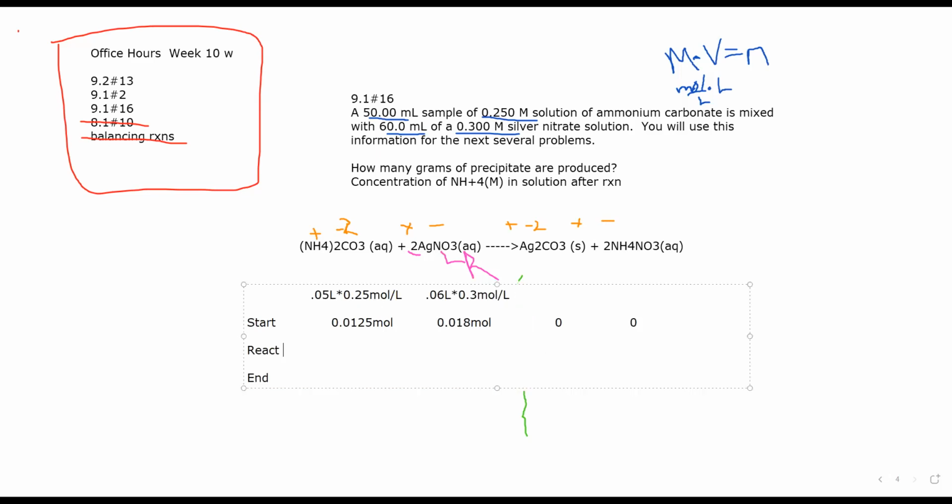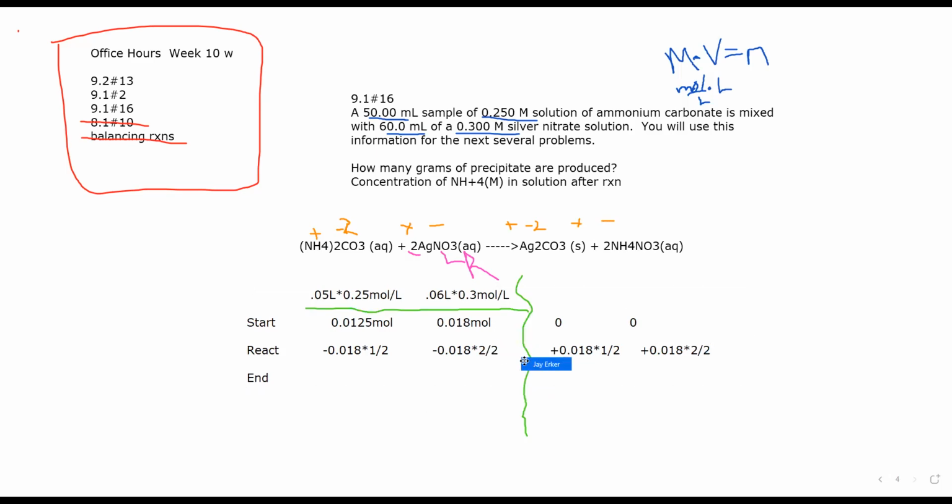Then when I go to my react step, I'm going to have minus 0.018 times my mole ratio, which is going to be a 1 to 2 mole ratio. I'm going to have minus 0.018 times my 2 to 2 mole ratio. Over here on product side, I'm going to have plus 0.018 times my 1 to 2 mole ratio. And then I'm also going to have plus 0.018 times my 2 to 2 mole ratio, where again, the mole ratio is the ratio of the component we're looking at to the limiting reactant. So my limiting reactant coefficient is always on bottom of that fraction. Then I can go ahead and do my math in each column.